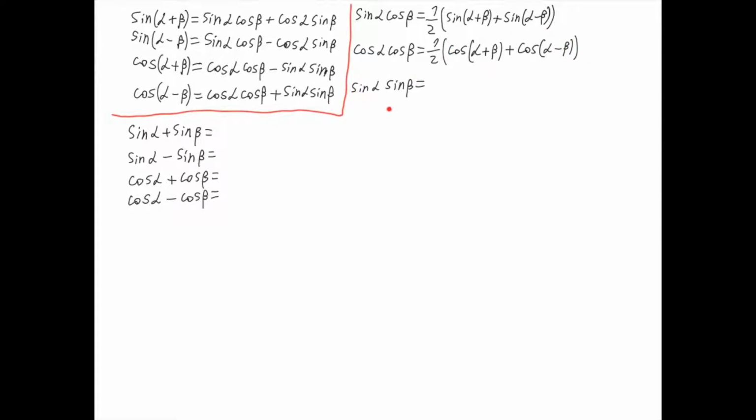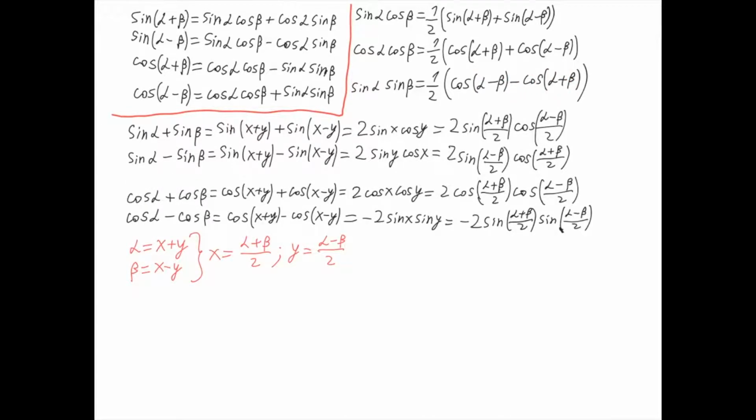Finally, for sine of alpha sine of beta, we see it here and here. So to cancel out the cosine of alpha cosine of beta, we just need to take this equality and subtract this equality from it. Then this and this cancel out, and then we get 2 times sine of alpha sine of beta equals the difference between this cosine and this cosine. And that's how we get this formula. Sine of alpha sine of beta equals 1/2 times cosine of alpha minus beta minus cosine of alpha plus beta.